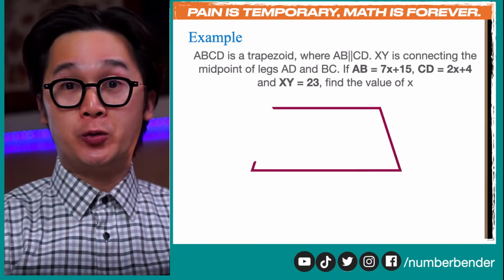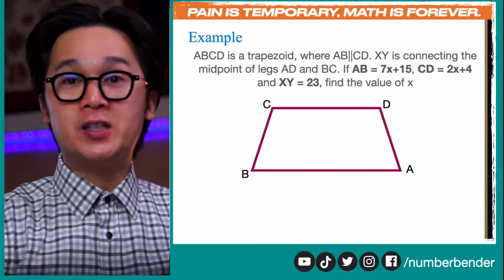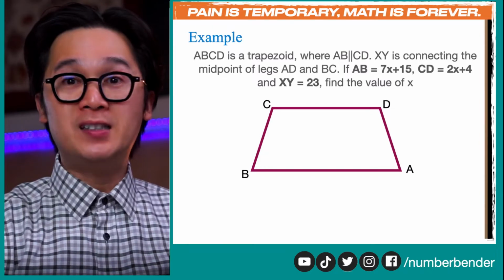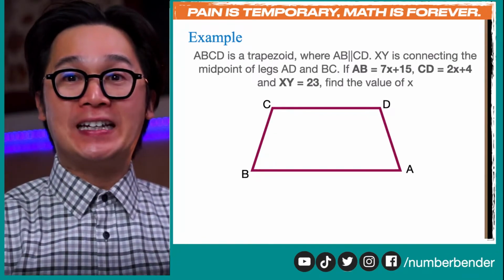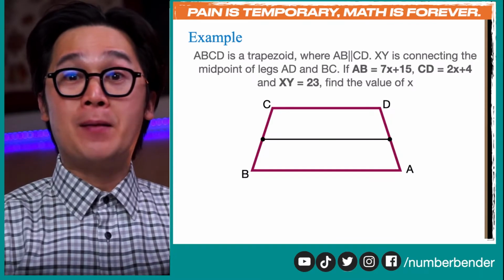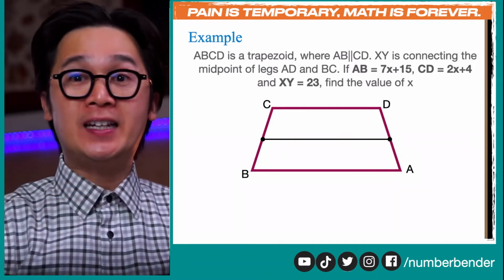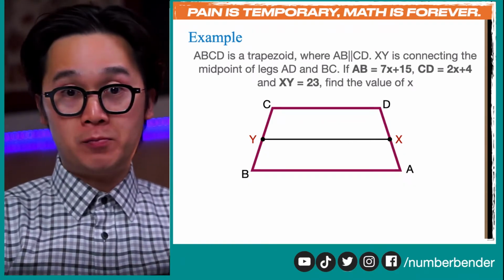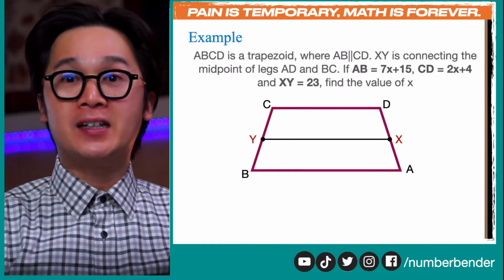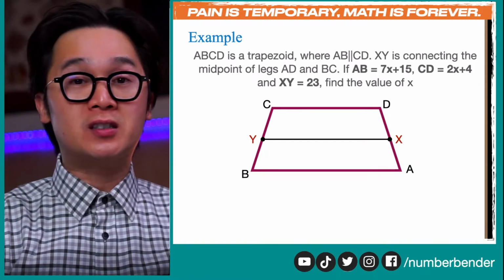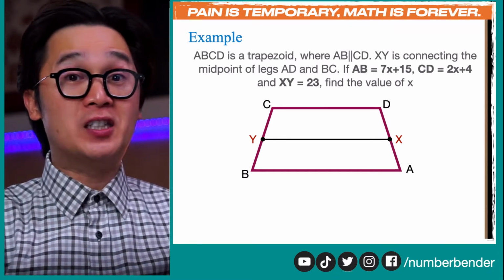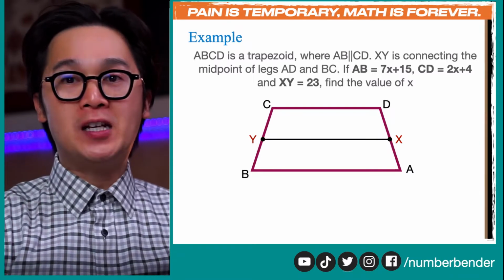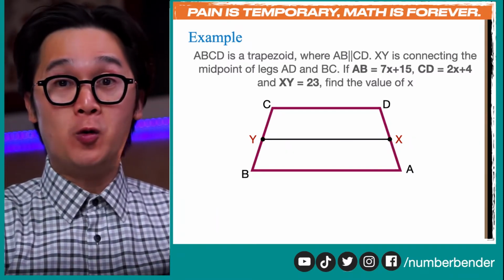So this is our trapezoid, and according to our information, we have trapezoid ABCD, wherein AB, which is the bottom base, is parallel to the top base CD, and XY is connecting the midpoint of the legs, which is CB and DA, and it has its specific measurements given to us. And in this case, line segment AB is 7x plus 15, which is not an actual measurement, but a description, specifically an algebraic expression, 7x plus 15. And we also have the measurement of the top base, which is 2x plus 4.